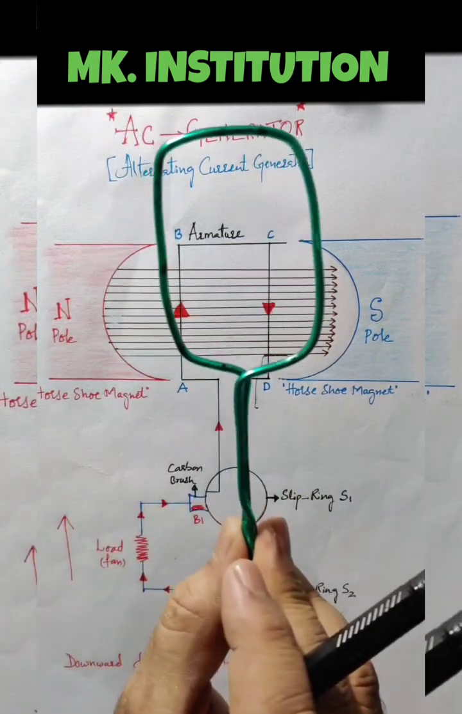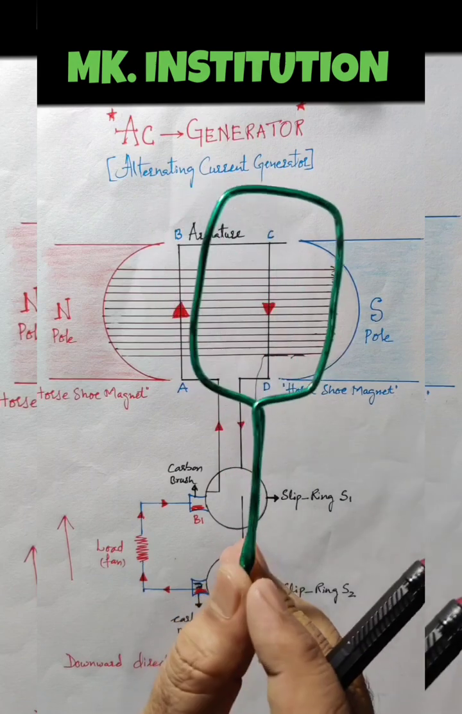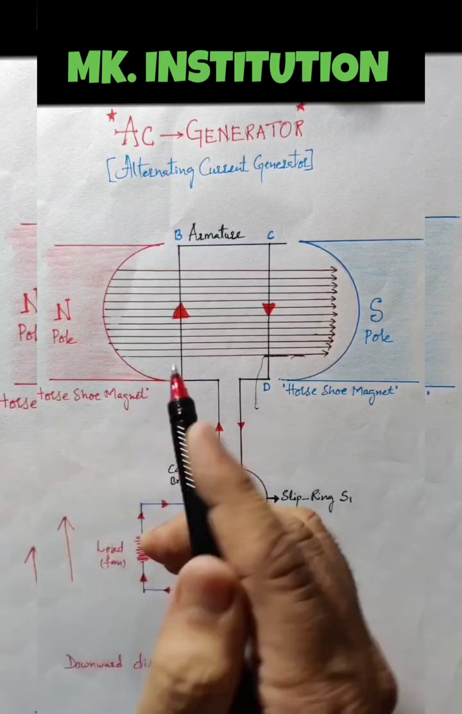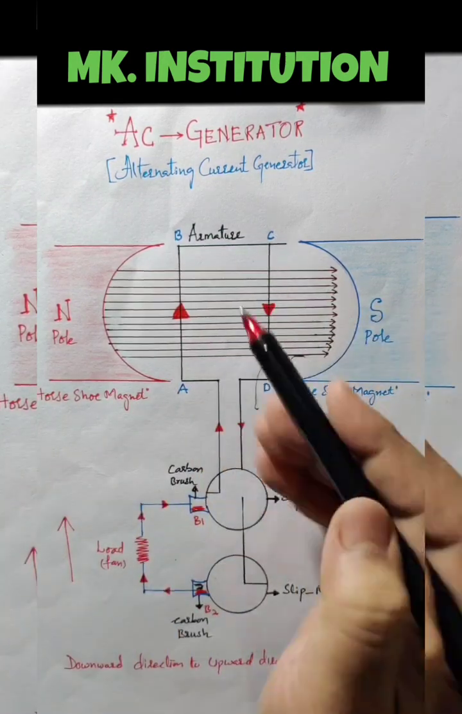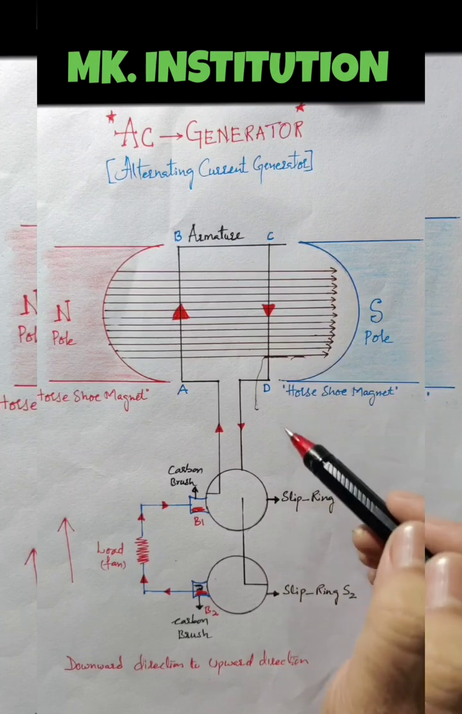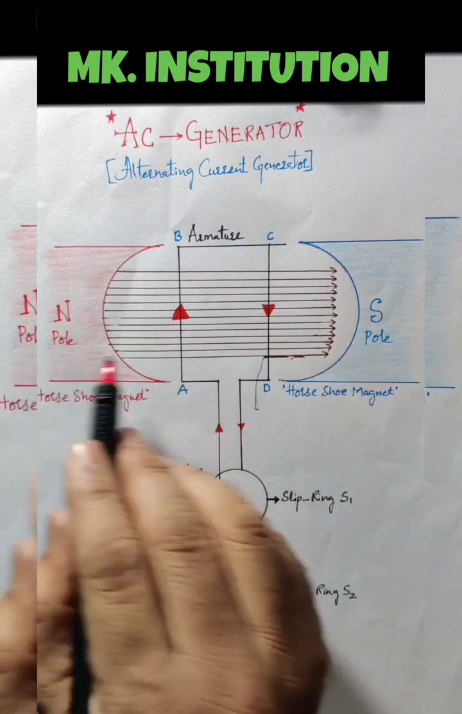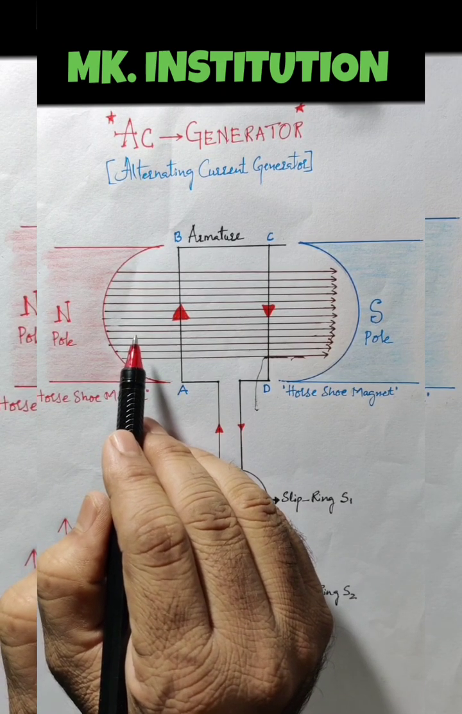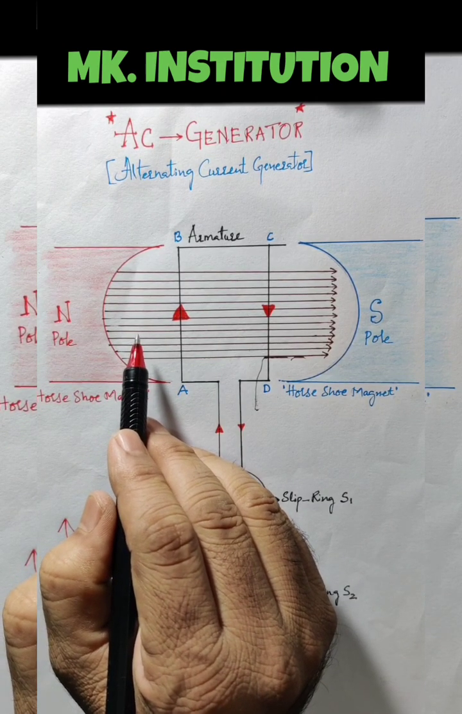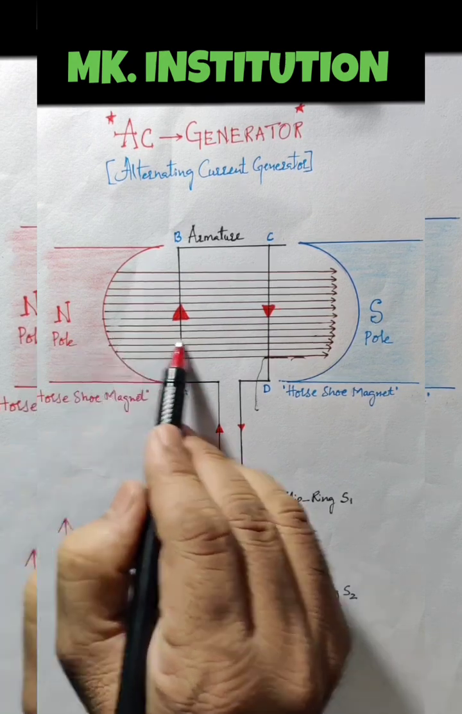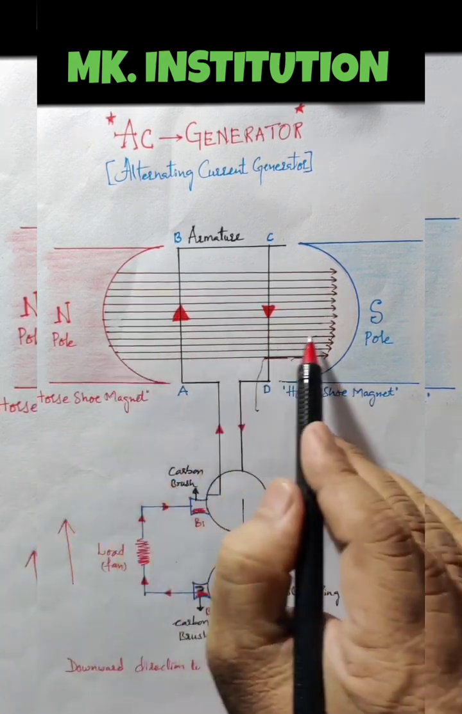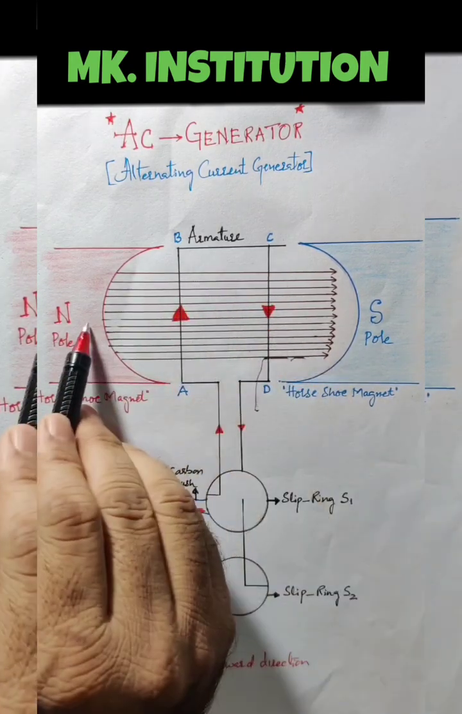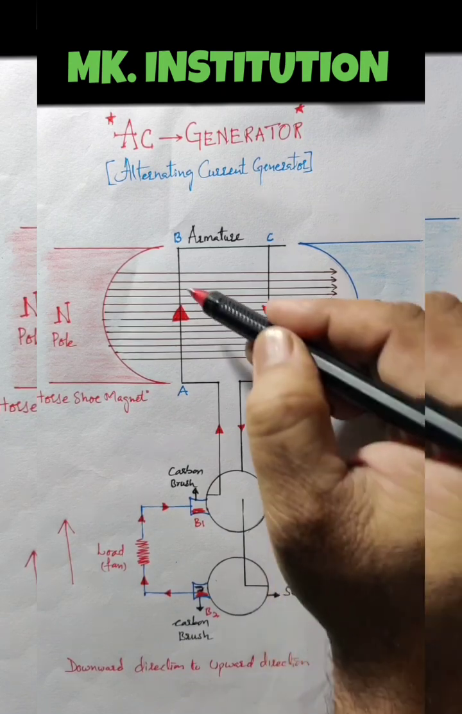This is the armature that I prepared here, a coil which can rotate easily. Clear? For this armature we gave the names A, B, C, D: this side A, B and this side C, D. And these two magnets are the horseshoe magnets. Always, the magnetic field lines, otherwise called magnetic flux, move from the north pole to the south pole. Clear? Now this is the armature.